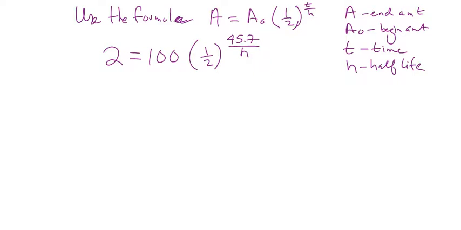Now, in any of these questions, your first step is to get rid of whatever number is sitting in front, like that 100. So how do we get rid of the 100? Divide both sides by 100. So that'll give us 0.02 is equal to 1/2 to the power of 45.7 over H.